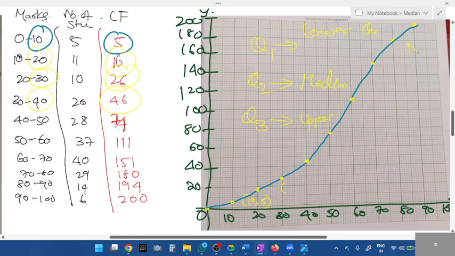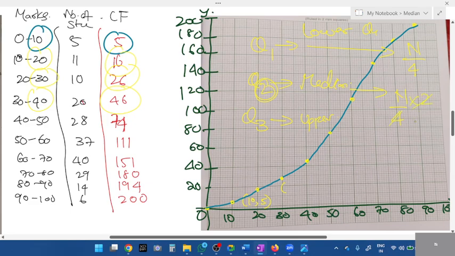The formula is n divided by 4. What's the formula? This is only for the graph. For the previous one, the formulas were different. For the graph it is n divided by 4. Next, for the median, n divided by 4 multiplied by 2.